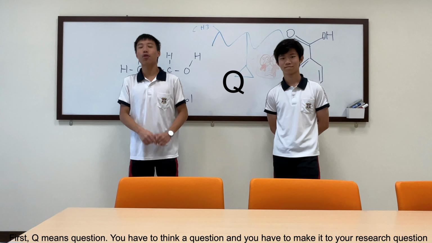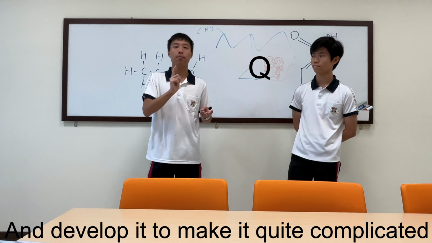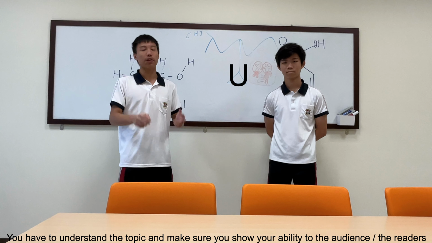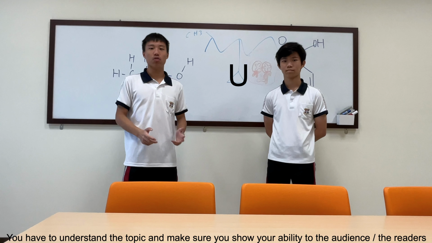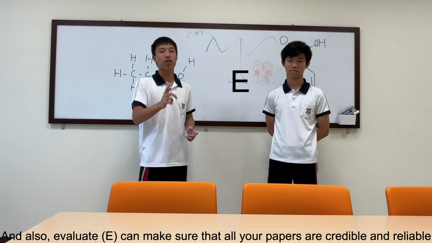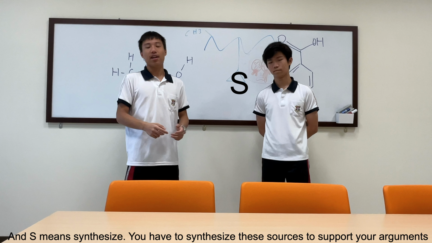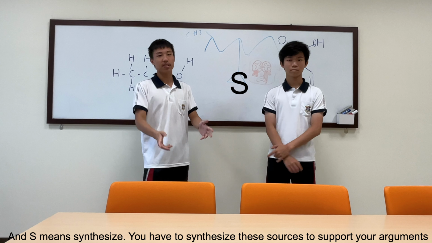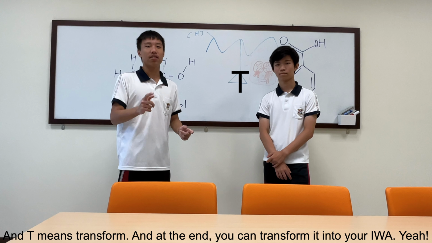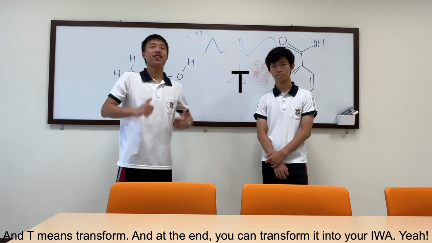First, Q means question. You have to think of a question, make it your research question, and develop it to make it quite complicated. And also, U means understand. You have to understand the topic and make sure you show your ability to the audience, the readers. And also, evaluate can make sure that all your papers are credible and reliable. And S means synthesize. You have to synthesize these sources to support your arguments to make it effective. And T means transform. And at the end, you can transfer them into your IWA.